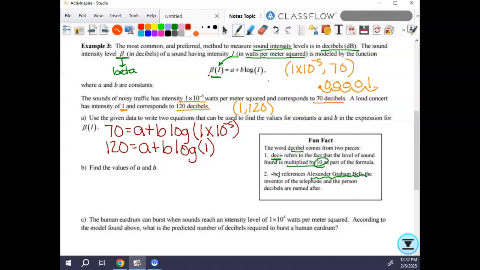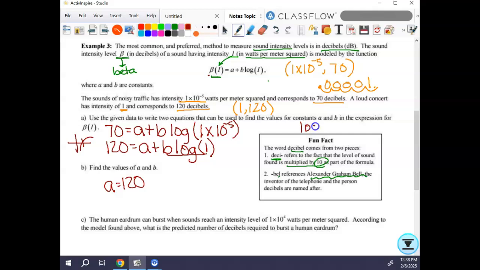All right, so let me ask you this. What is the log of 1? 0. Think about your parent function, right? If I input 1, my output's 0. So if the log of 1 is 0, then this whole term is 0, right? That means before I do anything, I know that A equals 120. Now, we're going to use the calculator. You wouldn't have to think through that. I'm just showing you that that's how it's working. The other thing is this.